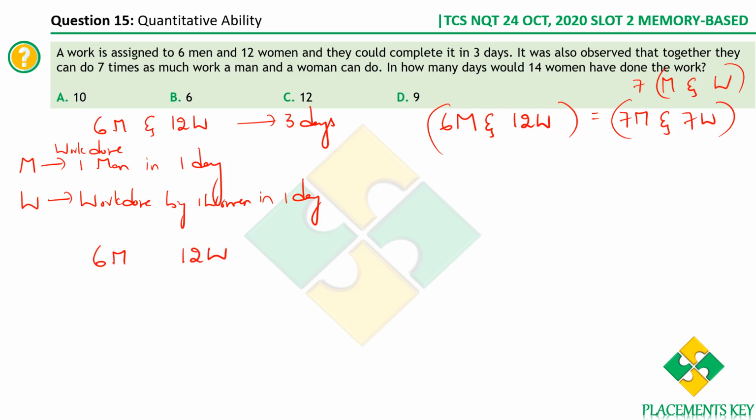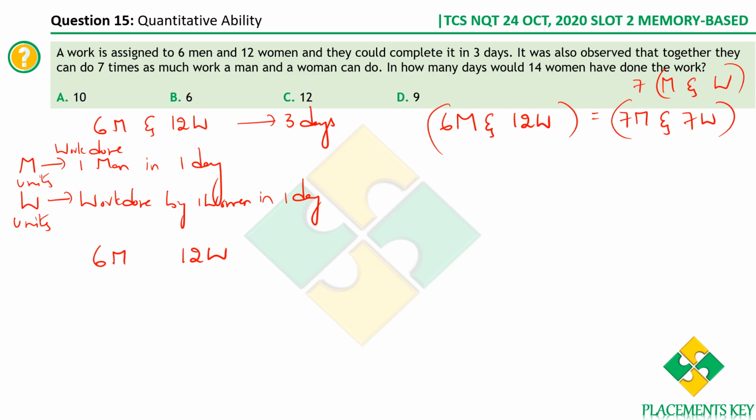12W units of work, because one woman can do W units. These are in units. So one woman can do W units of work and one man can do M units of work. So 6 men can do 6M units of work, 12 women can do 12W units of work. Now they have done the work for 3 days.